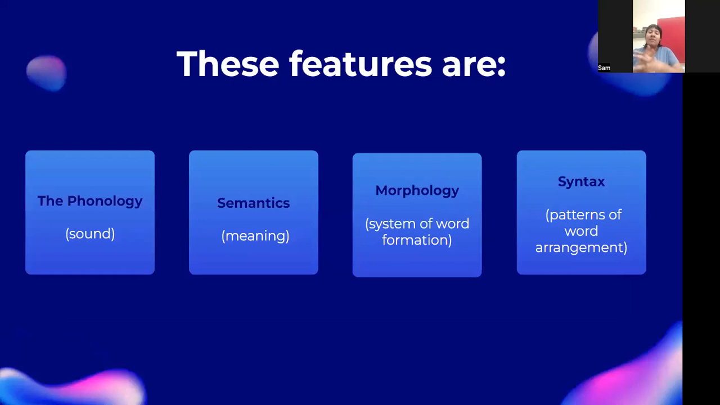Okay, we have here four features that are included in grammar. We have phonology, semantics, morphology, and syntax. Phonology is focused on the sound. Semantics is focused on the meaning. Morphology is focused on the system of word formation. And syntax is focused on the patterns of word arrangement, or also what can be known as a sentence.